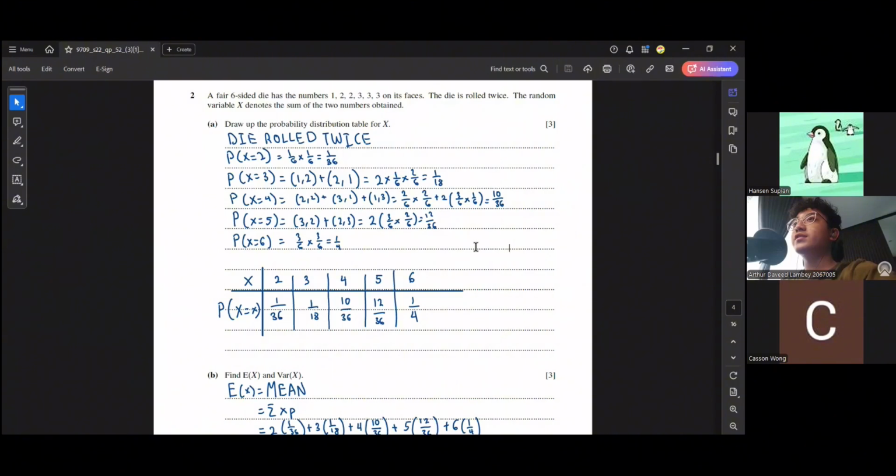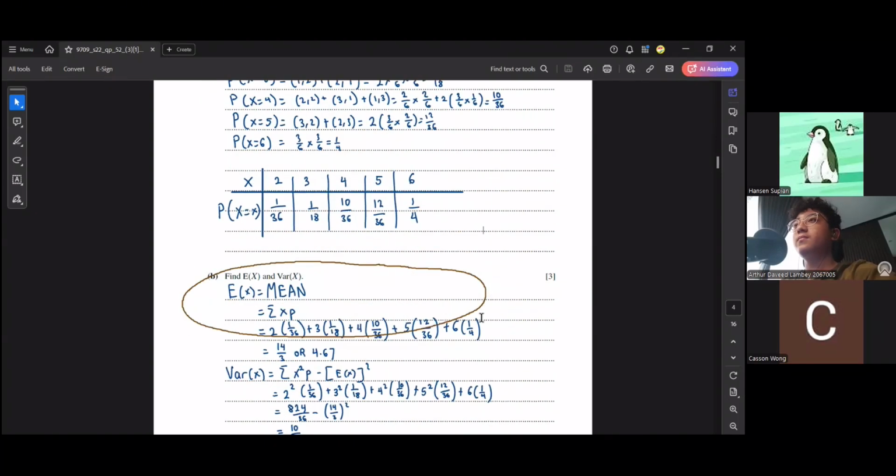And then for x equals 6, we need to get 3 on both rolls. So it's 3 over 6 times 3 over 6, which equals 1 over 4. So this is the probability distribution table. Alright, next.